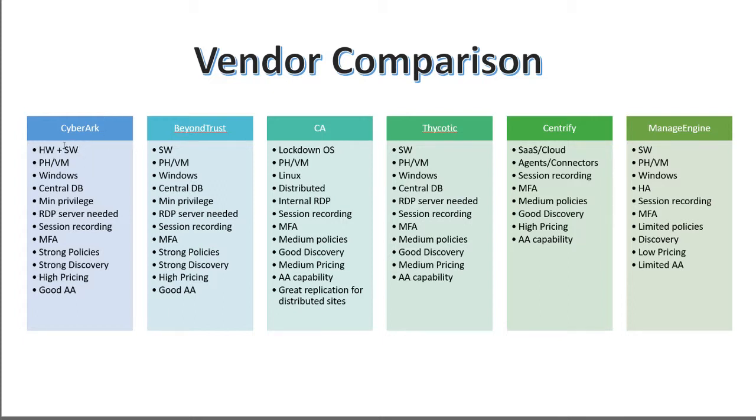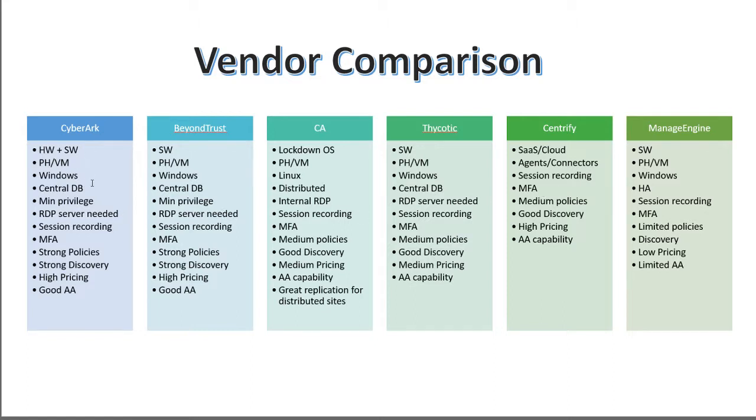You can see that with some of these vendors, like CyberArk and BeyondTrust, there is a software option and a hardware and software option. Centrify is a cloud-based solution. Thycotic, BeyondTrust, CyberArk, and ManageEngine are software solutions that need to be installed on a Windows machine. CA is a lockdown Linux machine, so they have everything in one single appliance that you can install on VMware or AWS or even a physical appliance. And Centrify is cloud, so they have connectors that need to be installed on the internal environment to connect back to the cloud.